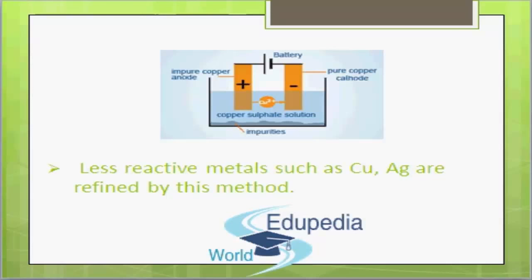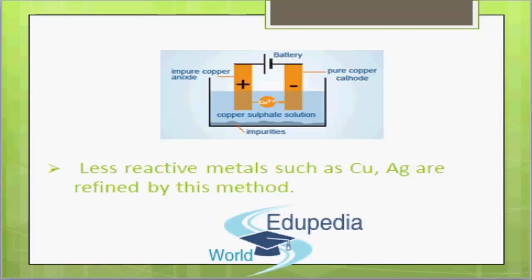For example, in the electro refining of copper, the anode is made of a block of impure copper containing traces of iron, silver and gold. The cathode is made of a thin plate of pure copper, and the electrolyte is a solution of copper sulfate containing a small amount of dilute H2SO4.